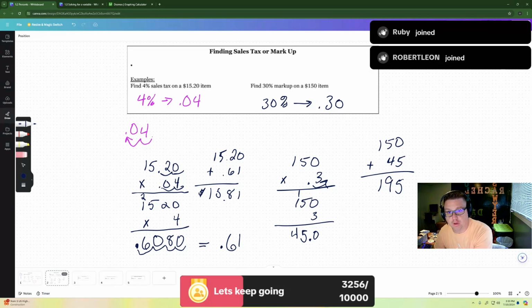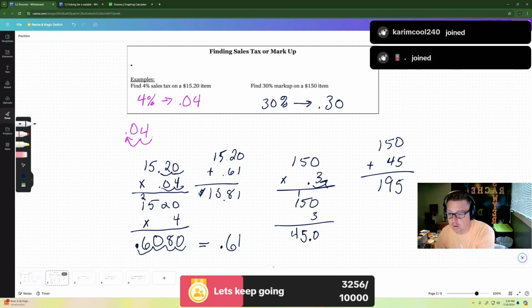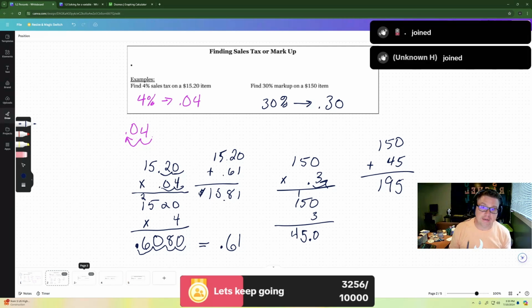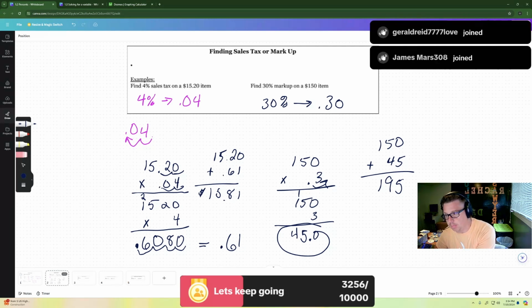If there was a 30% mark down on it, we would subtract $45 instead of adding the $45 to it. So just make sure you read and finish the problem too. Just because you found when you multiply those numbers together and got 45, what is that? Well, that's the markup addition to the original cost. So don't stop there. Keep on keeping on.